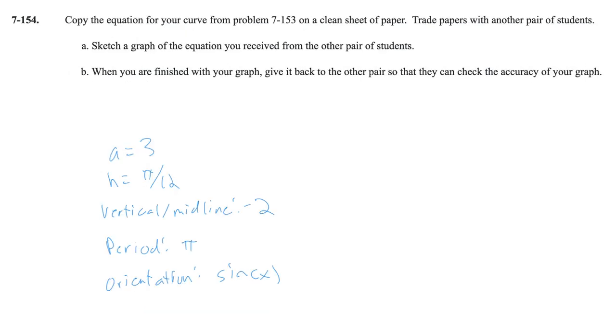The reason I didn't show you the equation is that in theory you would have been trading with somebody. So pretend that you just traded with me, and I want you to now take my line. These were all the parameters. My amplitude was 3. The horizontal shift was pi over 12. The vertical shift or the midline is at -2. The period is pi, and the orientation is sine of x, just normal sine of x. So write that equation. Take a second, check that out, and then I'll show you what that equation is.